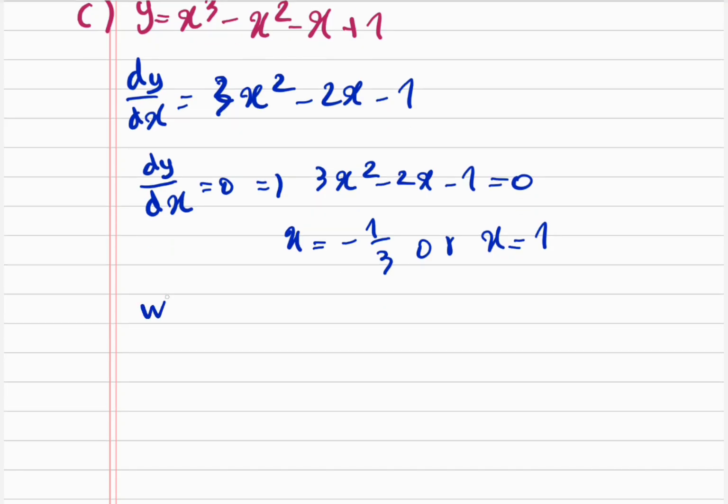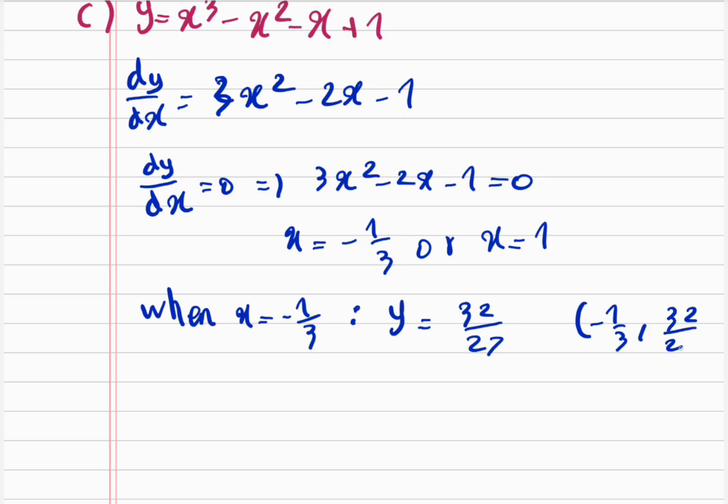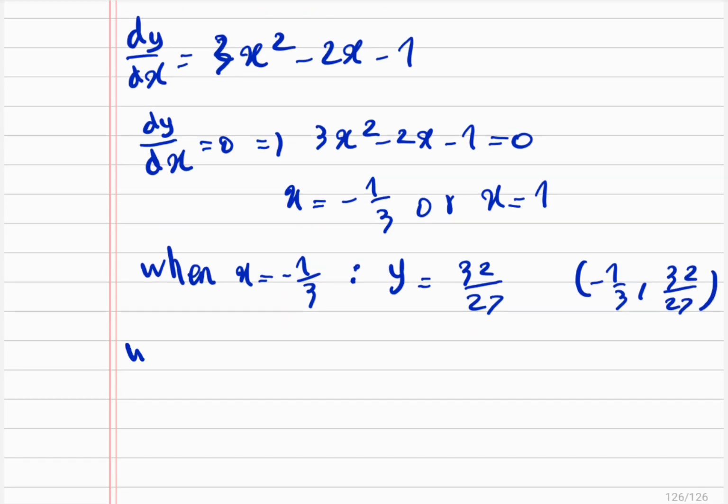So when x is minus a third, the y coordinate is equal to 32 over 27. So one of the stationary points is minus a third, 32 over 27. For the other point, when x is equal to 1, the y coordinate is simply equal to 0. So another stationary point is just 1, 0.